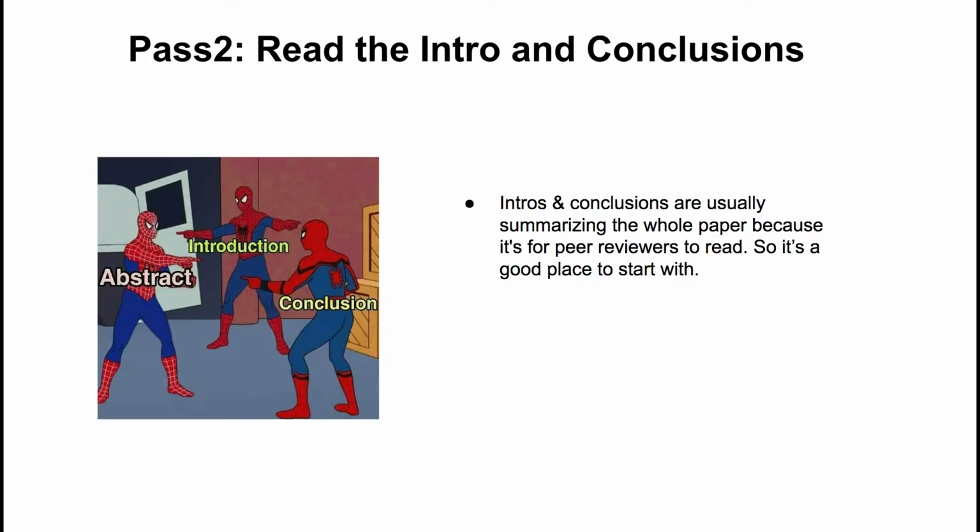Pass number two, read the intro and conclusions. It's an inside joke that in an ML research paper, the abstract, the introduction, and conclusion look very similar. And there's a reason for that. It's usually the places where peer reviewers go to read to determine if the rest of the paper is worth reading. So as a reader, to learn about this machine learning model or method, those are usually good places to go to understand what the whole paper is about. So pass number two, go to the introduction and conclusion sections.